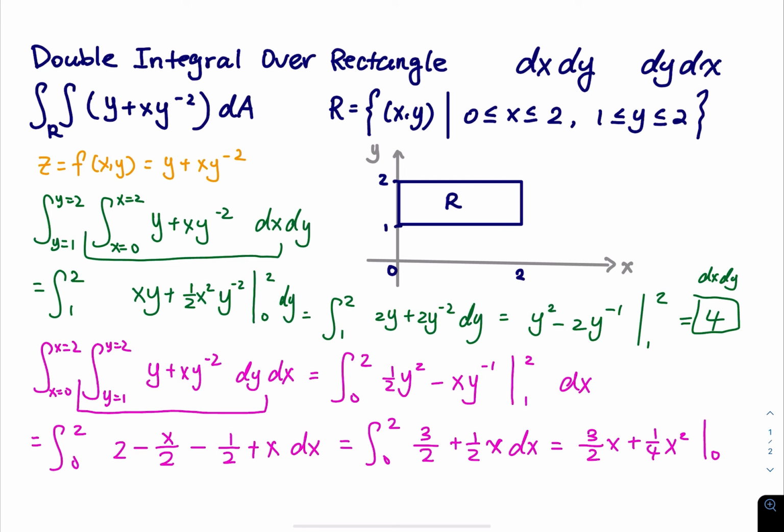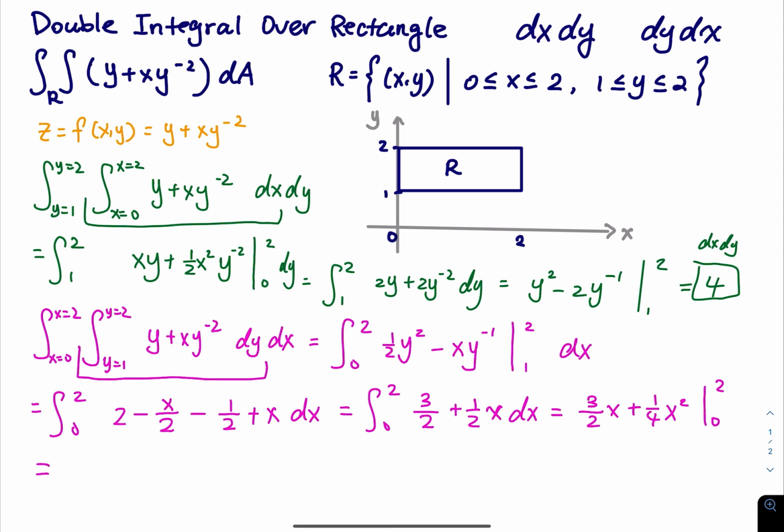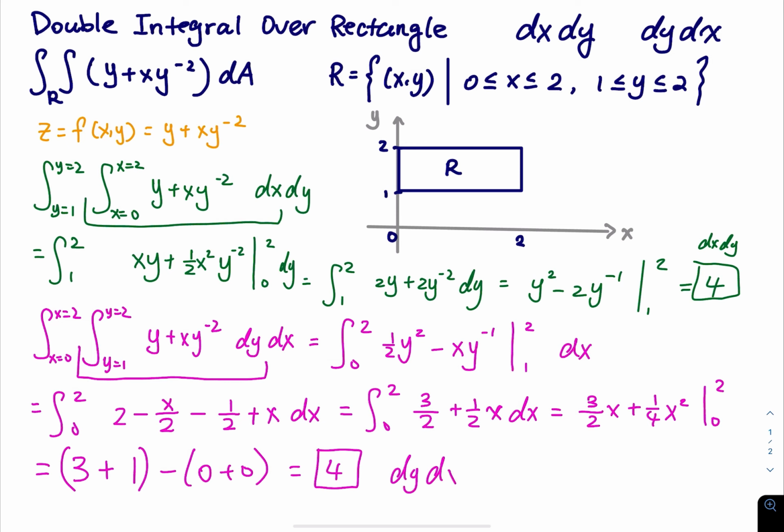And then from 0 to 2, plug in 0, everything is gone. So you plug in 2, you have a 3 plus 4 over 4, which is 1. And then minus, you plug in 0, everything becomes 0. So that is also equal to 4. This is obtained from a dy dx integral.